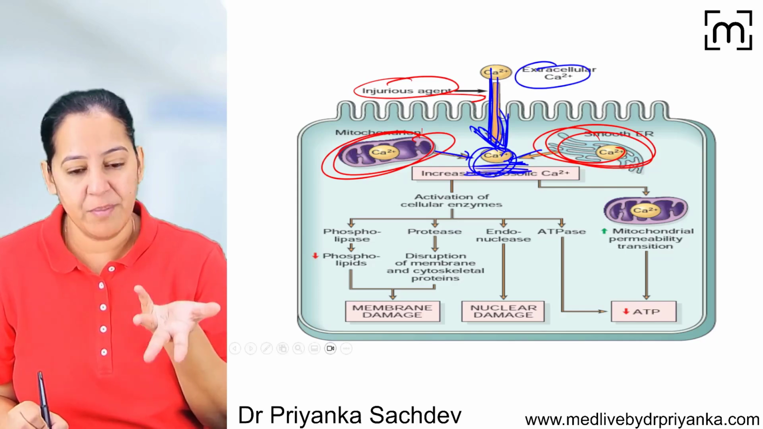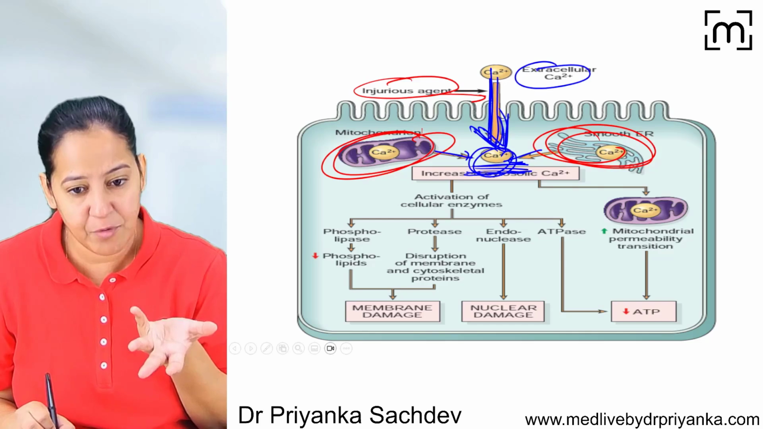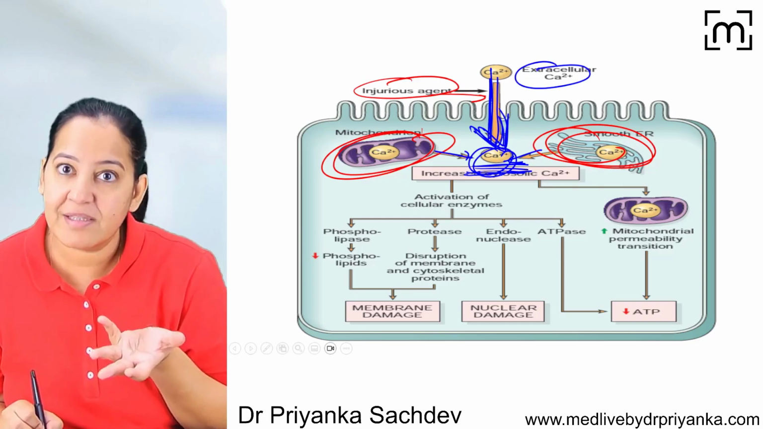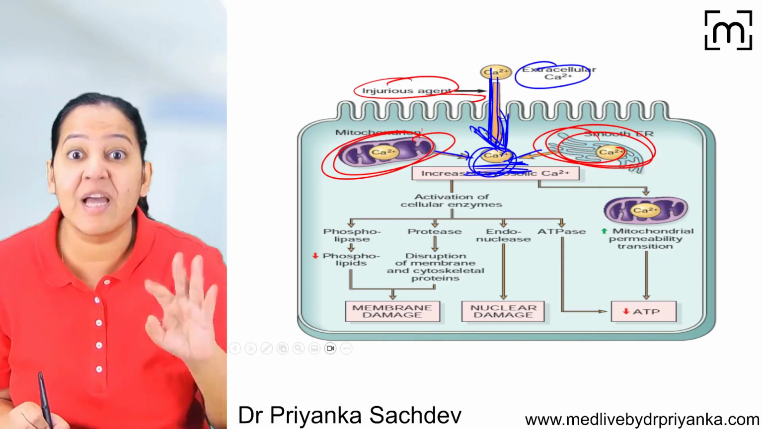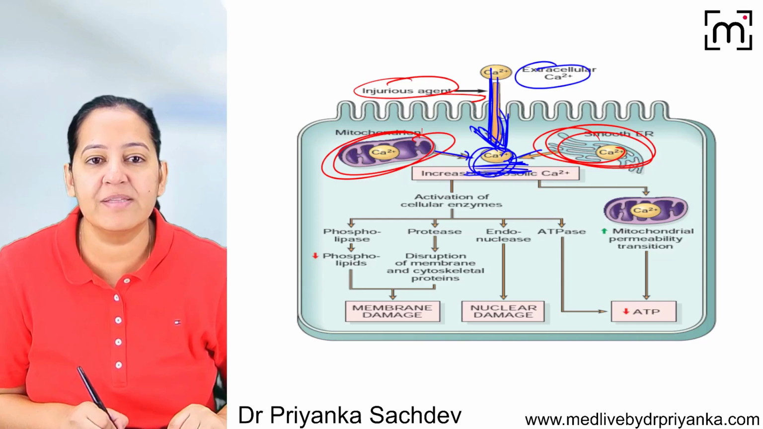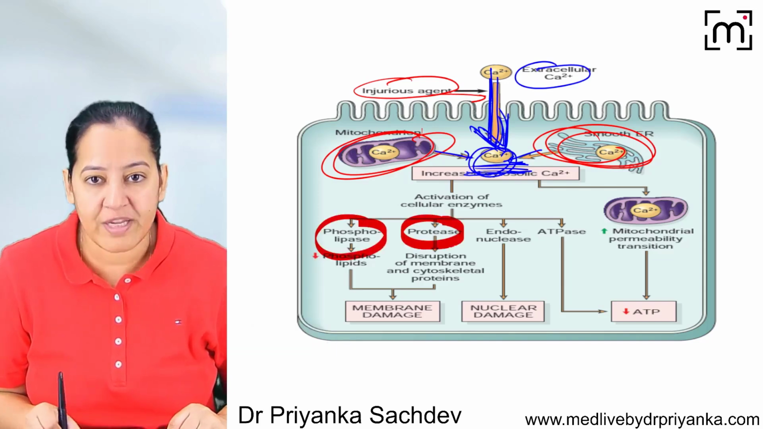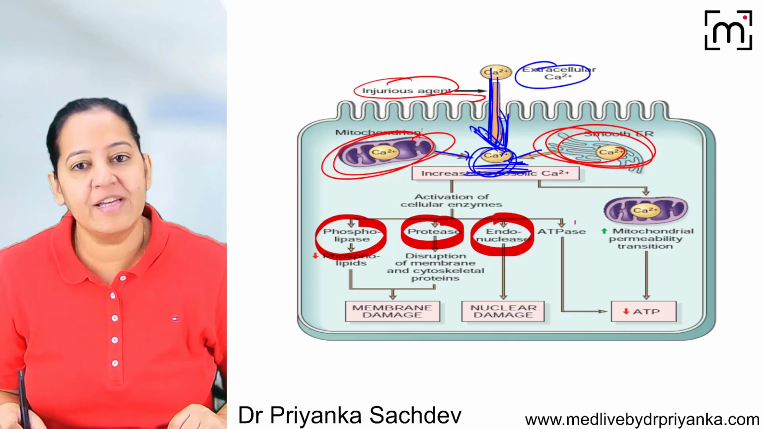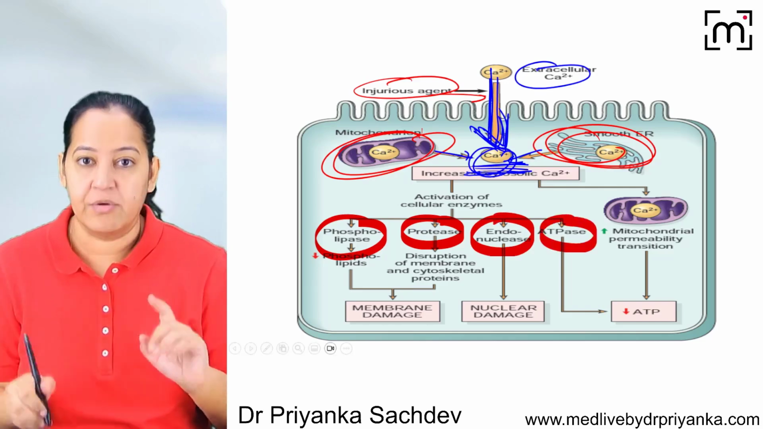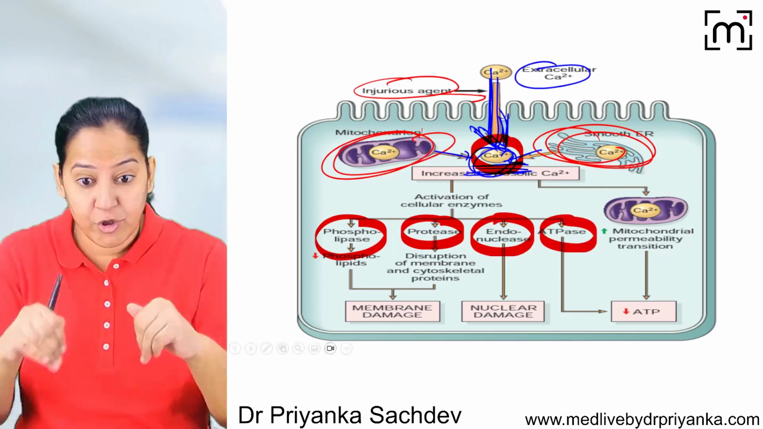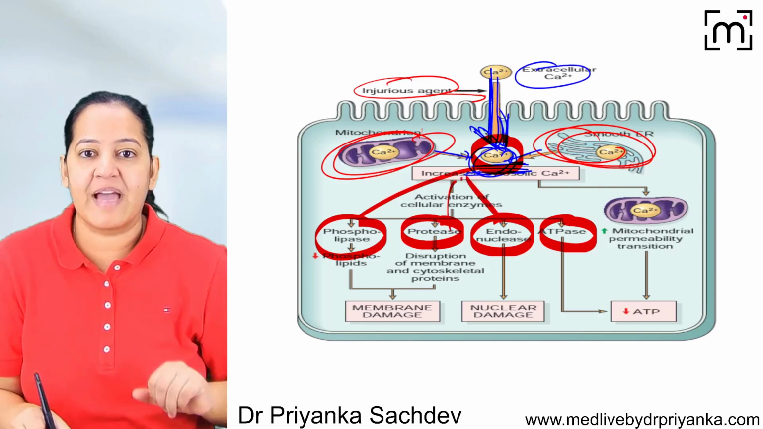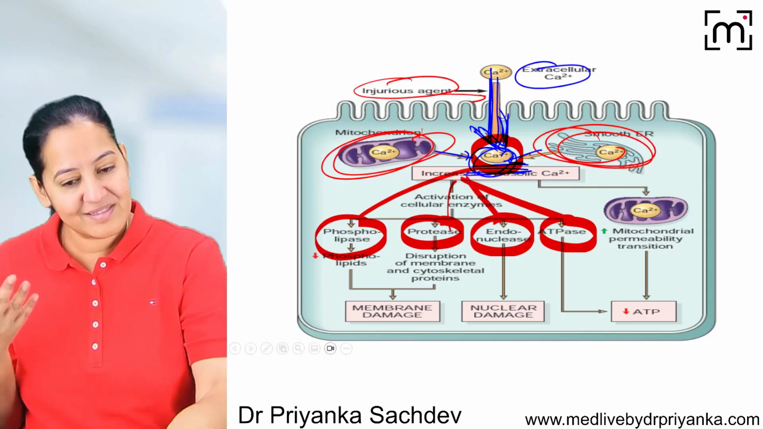You will say, ma'am, what is the problem if calcium is present in the cytoplasm? Yes, there is a problem. Calcium acts as a cofactor for 4 enzymes, and these get activated in the cytoplasm. Which 4 enzymes? Number 1, phospholipase. Number 2, protease. Number 3, endonuclease. Number 4, ATPase. Normally these are inactive, but once calcium is present in the cytoplasm, it causes activation of the 4 enzymes.